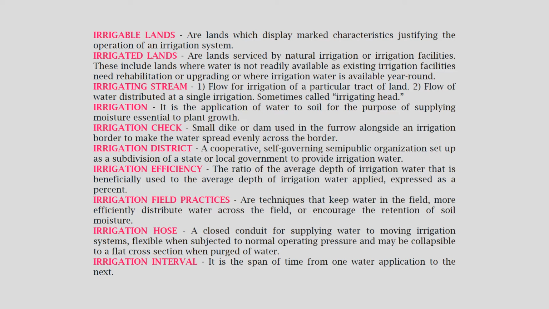Irrigating stream. 1. Flow for irrigation of a particular tract of land. 2. Flow of water distributed at a single irrigation. Sometimes called irrigating head. Irrigation. It is the application of water to soil for the purpose of supplying moisture essential to plant growth.